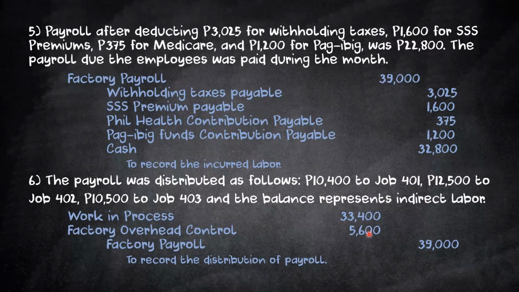So, ganun lang. Pagka hindi pa na-distribute ang direct and indirect labor, factory payroll muna. Pero pag ganito may distribution na, alisin na natin sa factory payroll, tapos i-charge na natin yung direct labor sa work in process, at i-charge naman natin yung indirect labor sa factory overhead control.